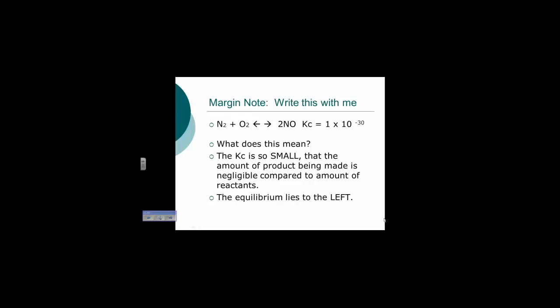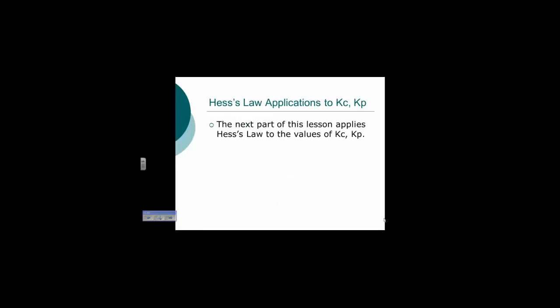The Kc is so small that the amount of product being made is negligible compared to the amount of reactants. Looking at the sheer size of this K value, very small, the equilibrium lies to the left. The reverse reaction is being favored. Sometimes you'll see me emphasize that, as I've done before, where I'll do a dinky arrow pointing to the right and a large arrow pointing to the left, indicating that reactants are being favored. So the size of the number, the magnitude, how big or how small it is, is of interest to the chemist. It gives us an indication.